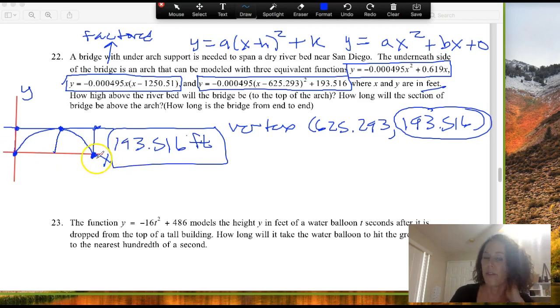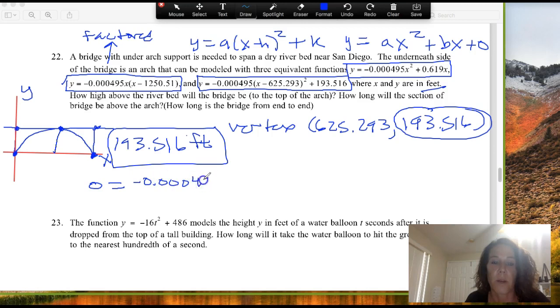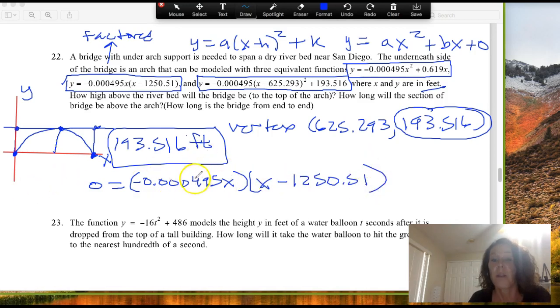So I can do that a few ways. I could graph this and just try to guesstimate this point. Or look, they've already given me the factored form. Set y equal to 0 and solve for your zeros. This you already know is 0. Figure out what this is, and if you know this x value, you have your length. So use your factored form. If y is 0, which is what I want, y is 0 here, y is 0 here, I'm going to go negative 0.000495 x, and that's multiplied by (x minus 1250.51). Solve this. Okay, zero product property.